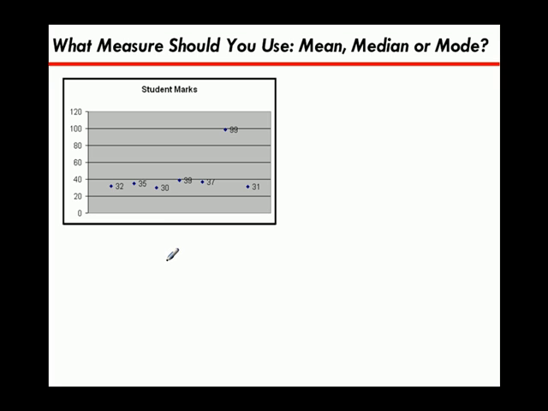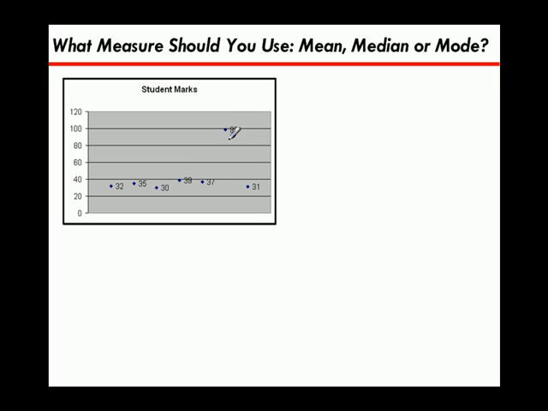How many students are in the math class? Well, 1, 2, 3, 4, 5, 6, 7 students. Pretty small. And how are they doing overall? What's the general sense of the class? Well, I'd probably say they're having a pretty tough time in this class. If you look at most of the marks, you have 32, 35, 30, 39, 37, 31.